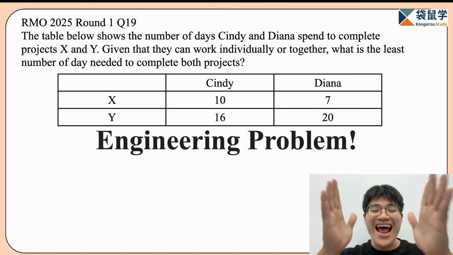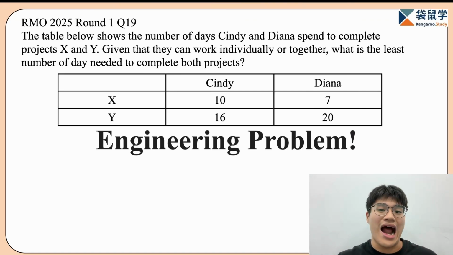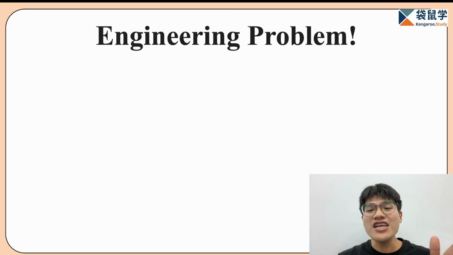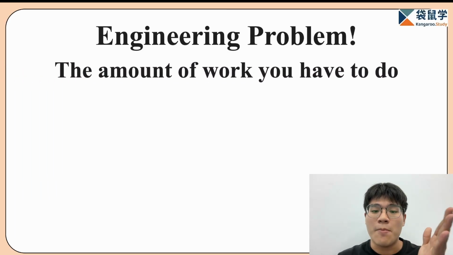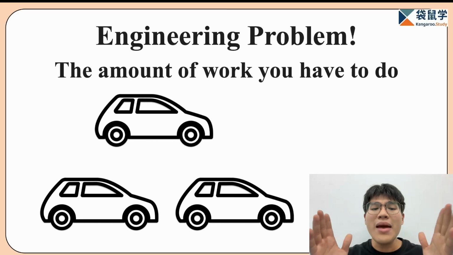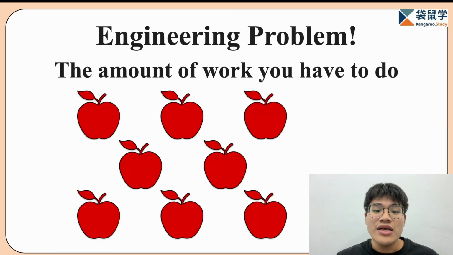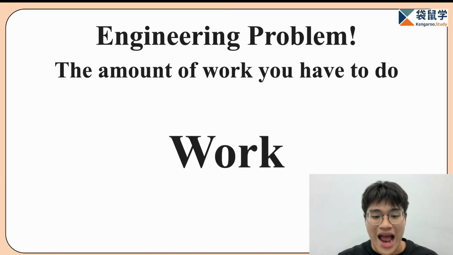It is an engineering problem. And in engineering problems, there are 3 basic values we have to know. Let's introduce the first one here. For the first value, it's talking about the amount of work you have to do. Let's take an example here. Maybe you have to make 3 cars or eat 8 apples. And that is the work you have to do in the engineering problem. This is the first value.